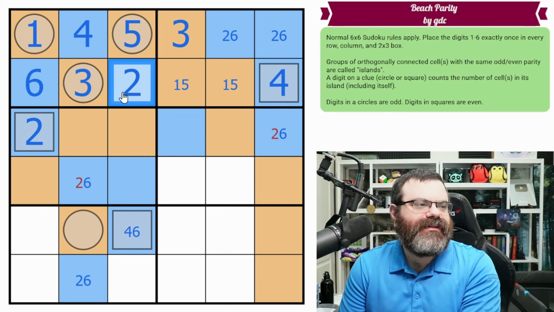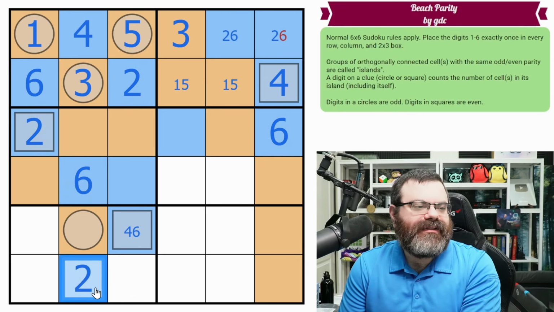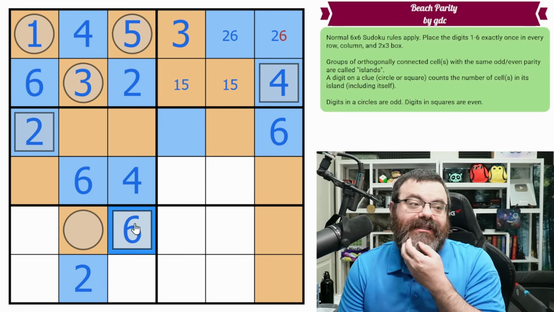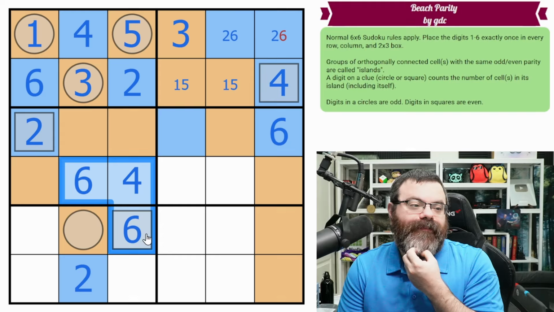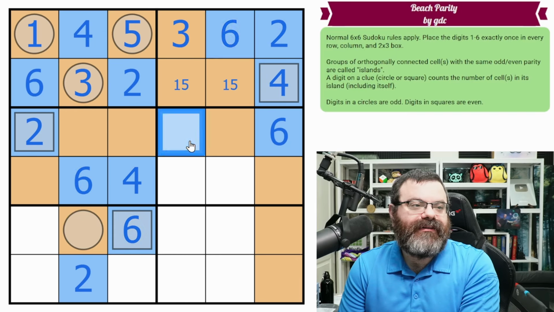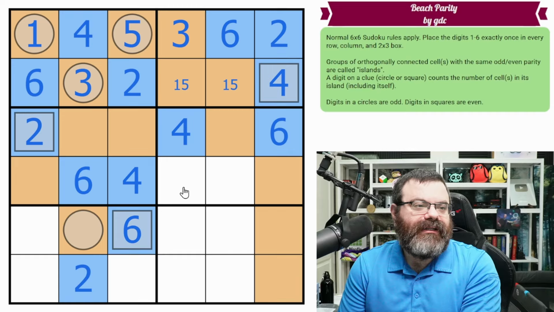Okay, so that's 6 and 2 because it was just a 2 size island. That's 6. That's 6. That's 2. This is our 4 and this is our 6. So this has to see a lot. So it already sees 3. Let's see. Let's get this 2, 6 here. Get this 4. I need a 2 down here somewhere.